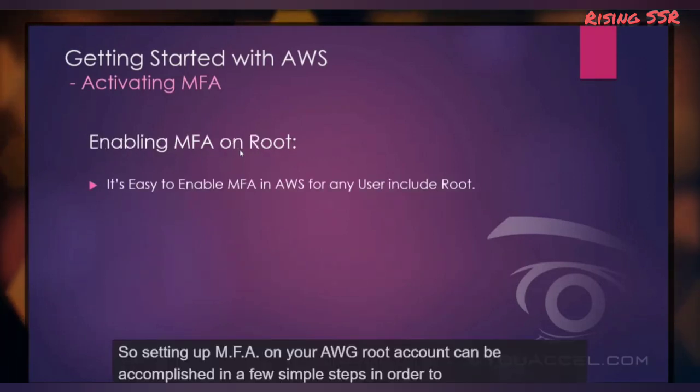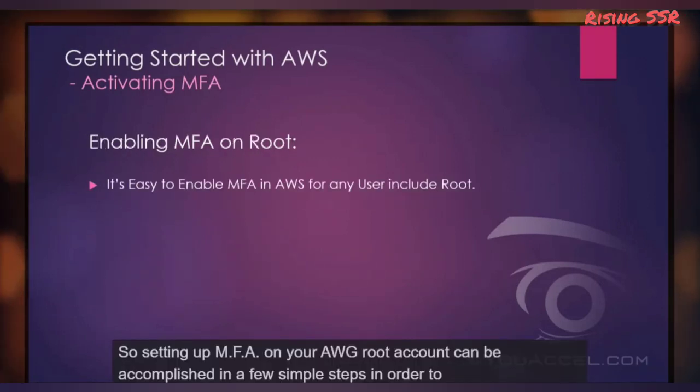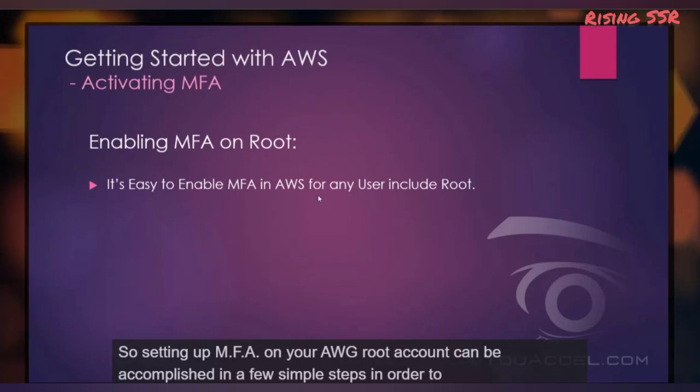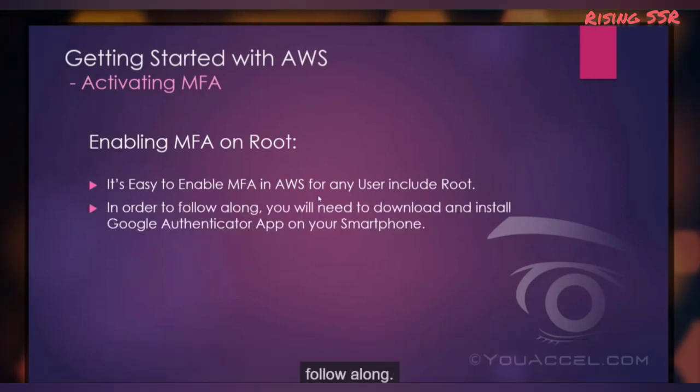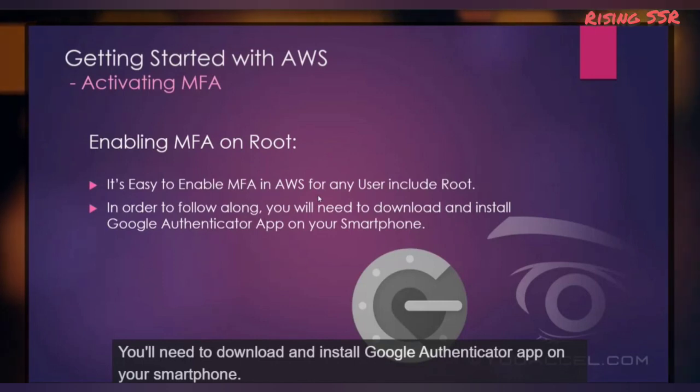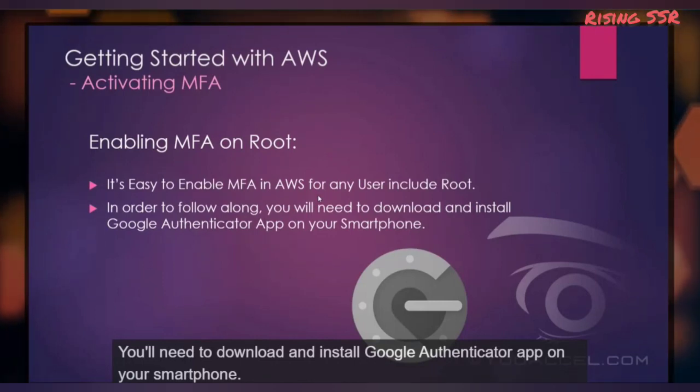So setting up MFA on your AWS root account can be accomplished in a few simple steps. In order to follow along, you'll need to download and install the Google Authenticator app on your smartphone.